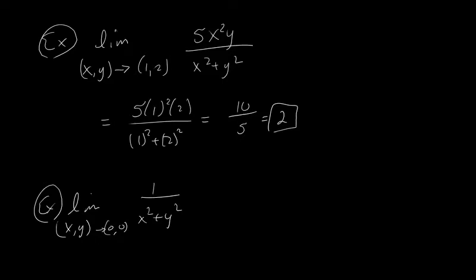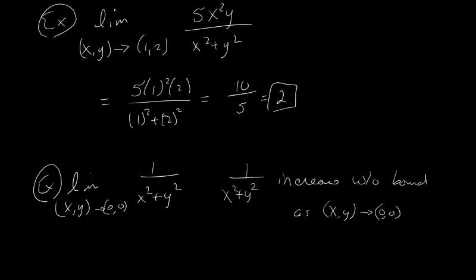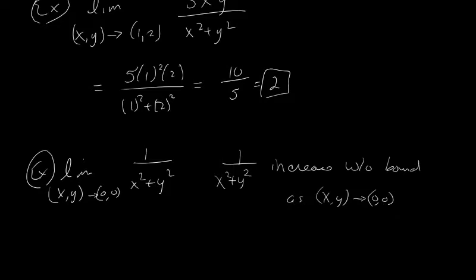So this limit does not exist. 1 over x squared plus y squared will increase without bound as (x, y) approaches (0, 0). As that happens, this thing is going to increase without bound. Therefore, there is no limit. The limit does not exist. Please be aware, there is no such thing as a limit equal to infinity. Infinity is not a limit. Infinity is limitless by definition. So there is no limit. The limit does not exist.